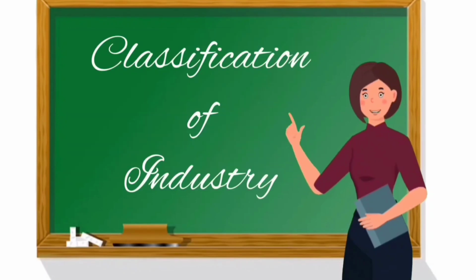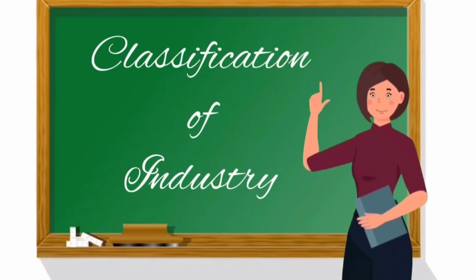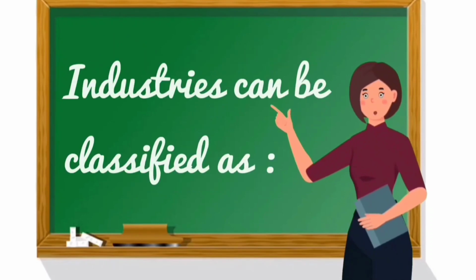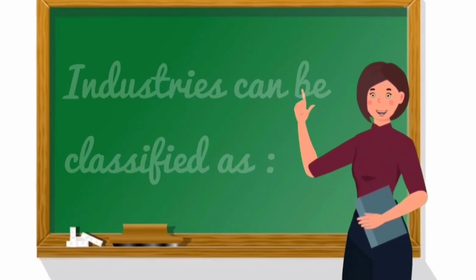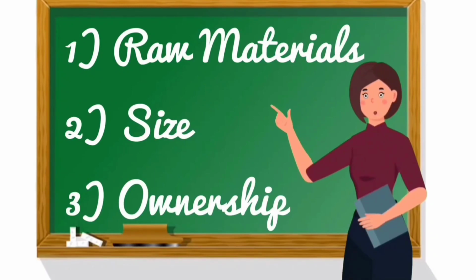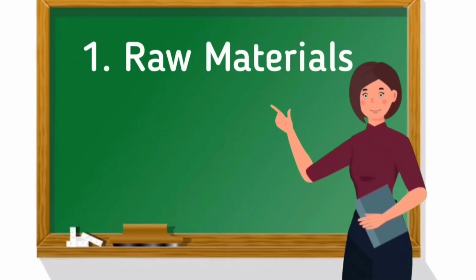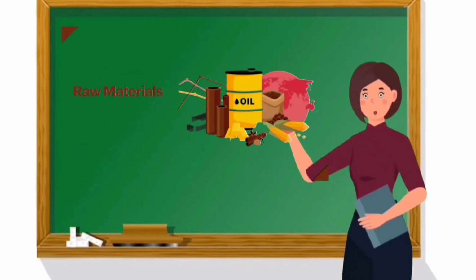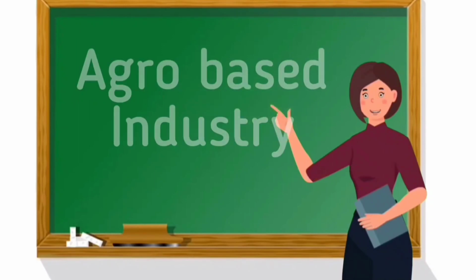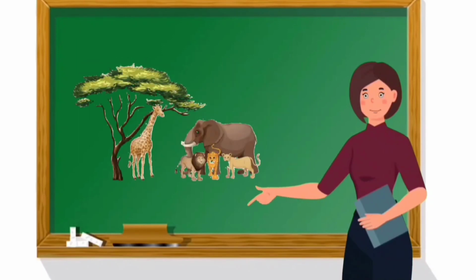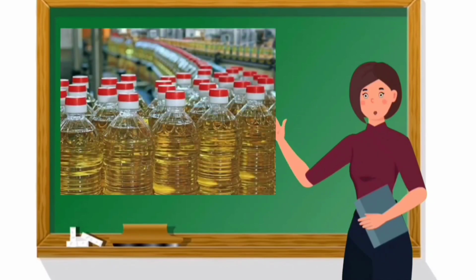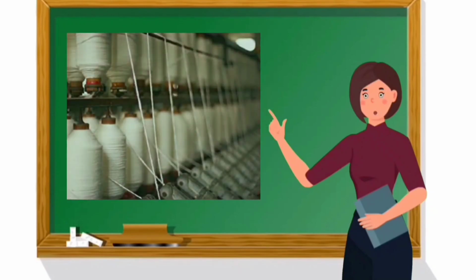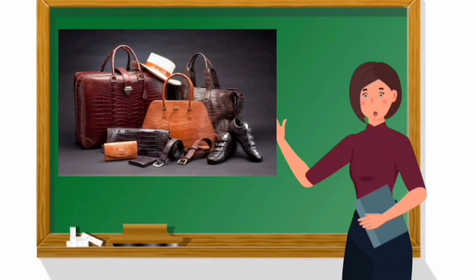Now, classification of industry. So, our new topic is classification of industry. For example, industries can be classified on the basis of raw materials, size and ownership, right? Based on raw materials, industries may be agro based or forest based, depending on the type of raw materials they use. Agro based industries use plant and animal based products as their raw material. Food processing, vegetable oil, cotton textile, dairy products and leather industries are examples of agro based industry.